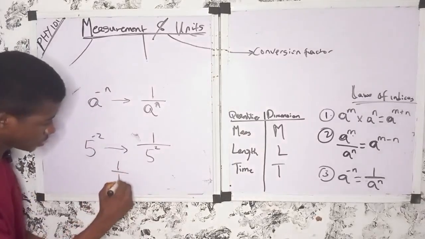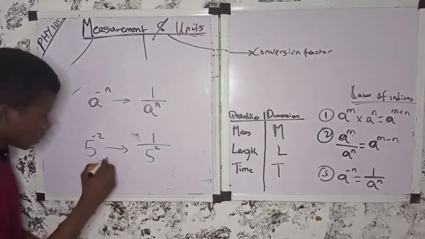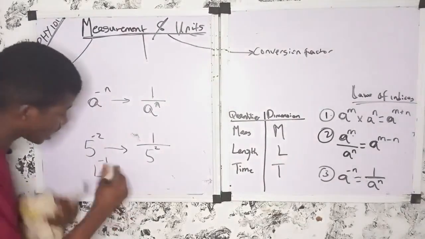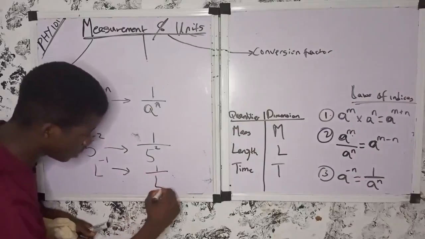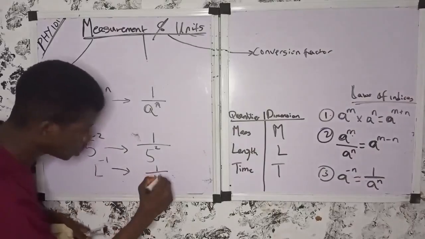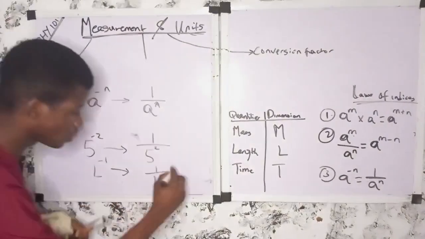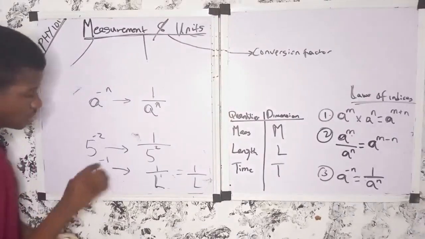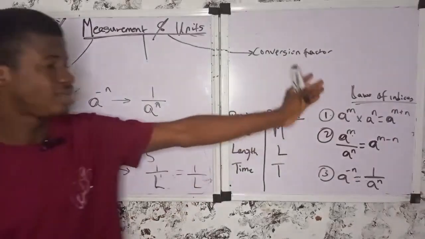Now, it's also applicable to something like this. 1 over L. L raised to power minus 1 is still the same thing as what? It's still the same thing as 1 over L raised to power 1. Remember, L raised to power 1 will still give us L, right? So this one is still the same thing as this, okay? So please take note of these 3 rules, okay?